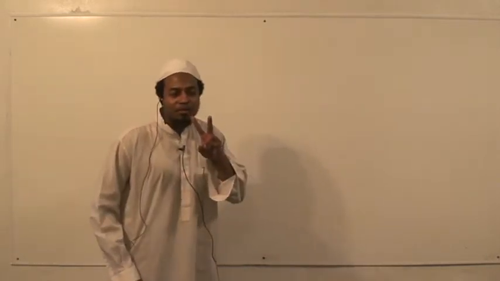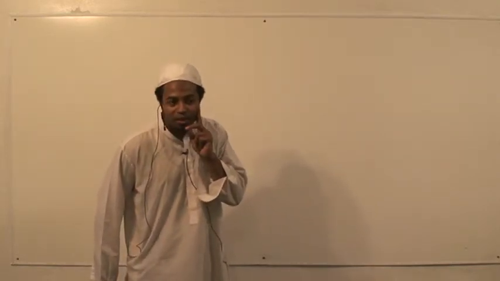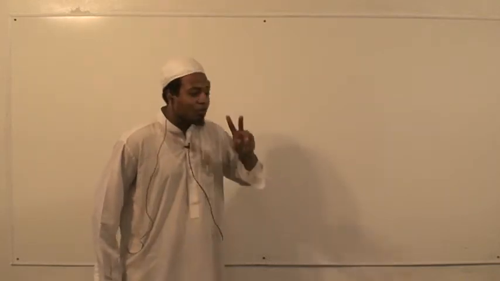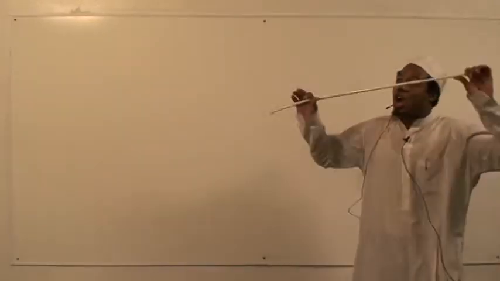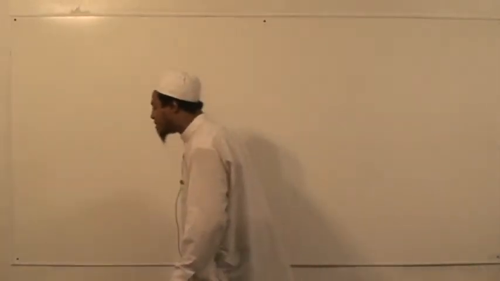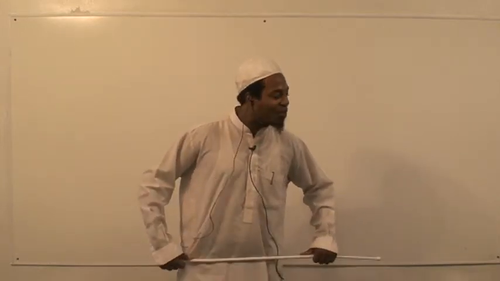A word is going to be of two types now. Now we're dealing with i'rab. With regards to i'rab, a word has how many types? My point is to get you to say the whole sentence. With regard to i'rab, a word has two types.